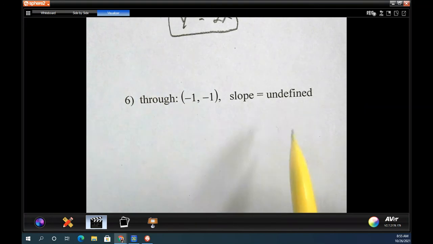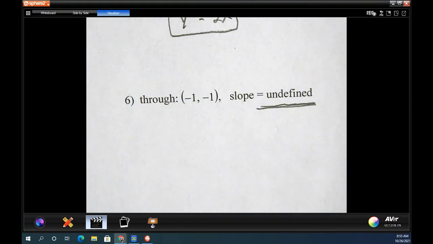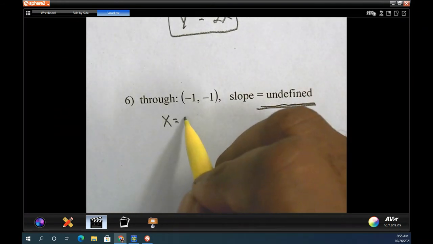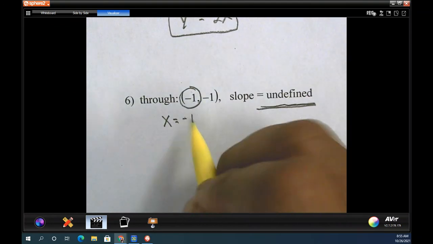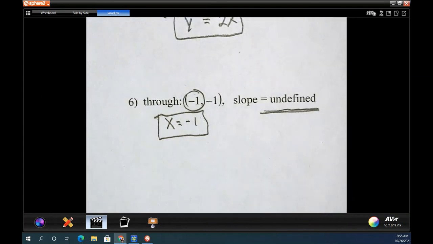Now look at number 6. The slope is undefined. We've got a vertical line here, and all of those start x equals, what's your x value? Negative 1. There's your answer right there. Those are two special cases where you really don't have to do anything.